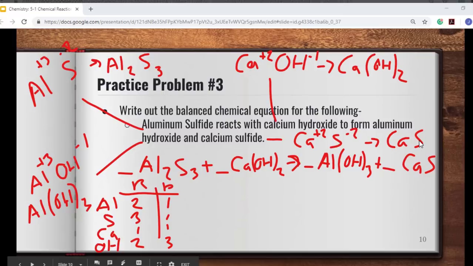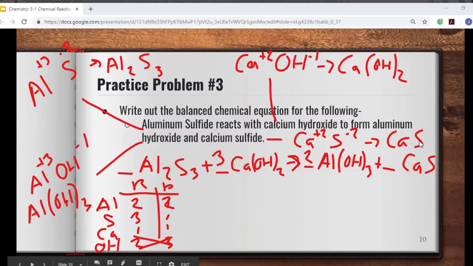So with calcium hydroxide and aluminum hydroxide, it's 2 and 3. Well, to balance those out, we need to figure out the lowest common multiple of those, which is going to be 6. So I'm going to put a 3 here and a 2 in front of aluminum. So now our OHs cancel, so we're good there. We have the right number of OHs on each side. Aluminums, we have the right number on each side, 2 and 2.